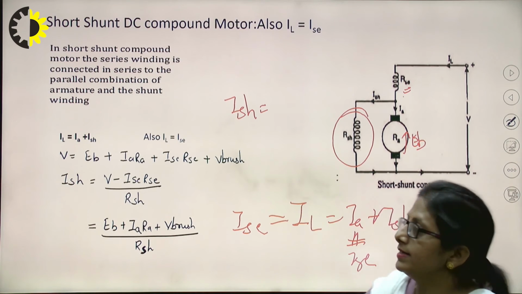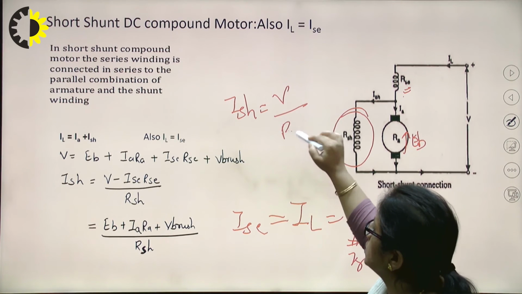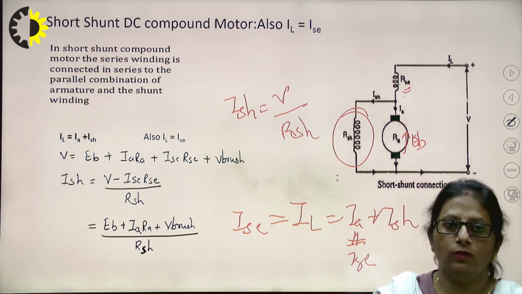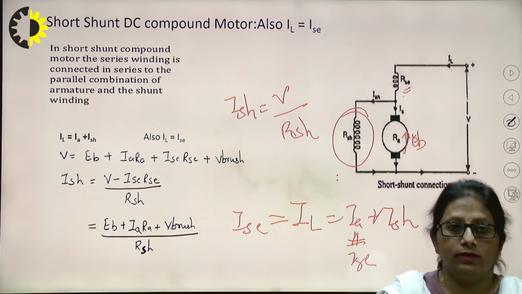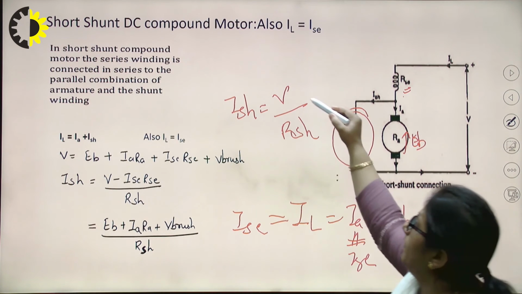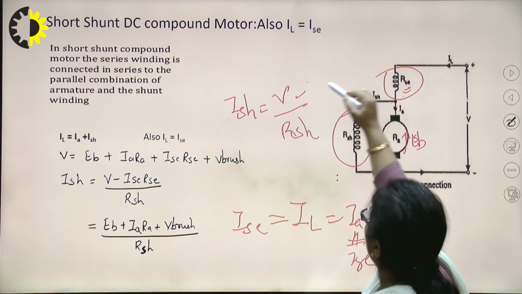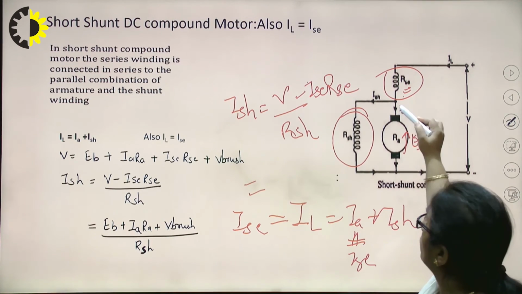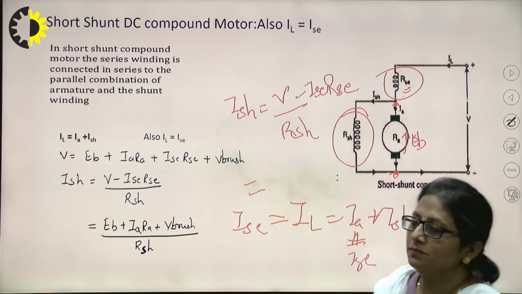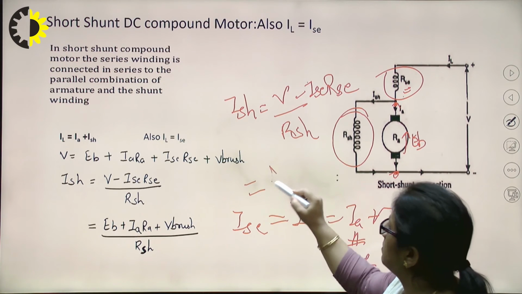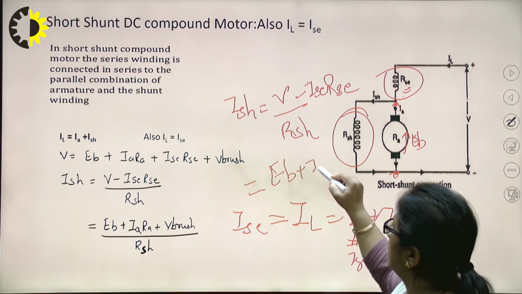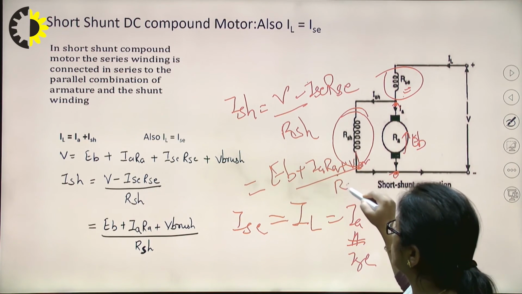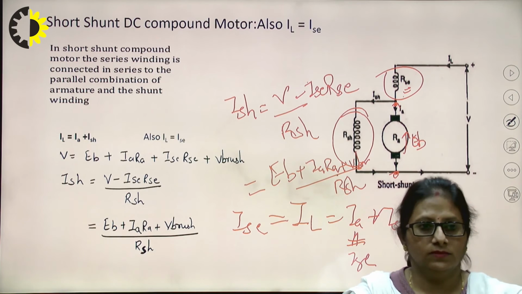Now, how to give the expression for ISH? In the earlier case, it was V upon RSH. Can I say the same over here? Can I say the voltage across the shunt field winding is V? No. What is the voltage across the shunt field winding? It is V minus this drop. What is that? ISC into RSC. I may write in terms of the back EMF as well, right? That may even be given as back EMF plus IARA plus V brush upon RSH, right? Both ways.